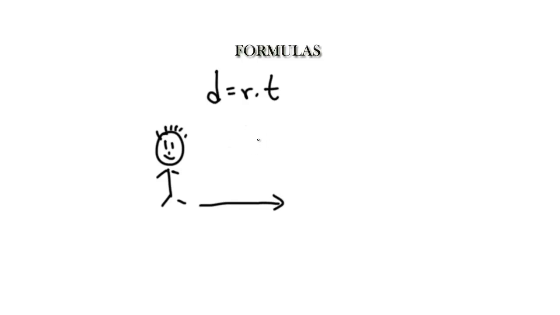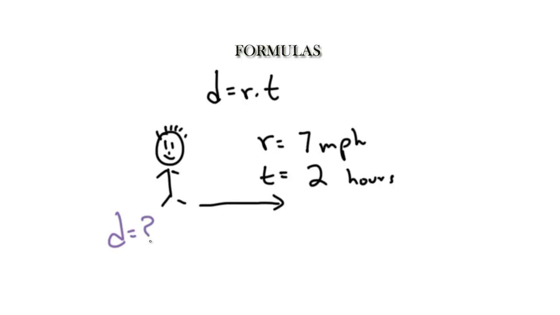Alright, let's go back to our formula. D equals R times T, right? Which refers to the distance equals the average speed times the time, right? Let's say we have this guy, right? Give him some hair, and he's running at a speed or average speed of 7 miles per hour, right? And let's say he ran for 2 hours, okay? And I want to find distance. So the question is, what is D, right?